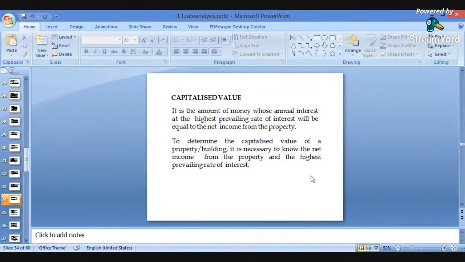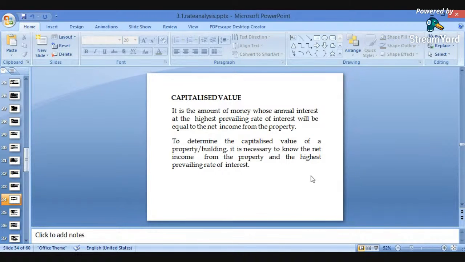Next important is the capitalized value. It is the amount of money whose annual interest at the highest prevailing rate of interest will be equal to the net income from the property. So if we are keeping an amount, in terms of interest, at the highest prevailing rate of interest, what is that amount? That amount is equal to the net income. Such an amount, which equals the net income, we will consider as the capitalized value.